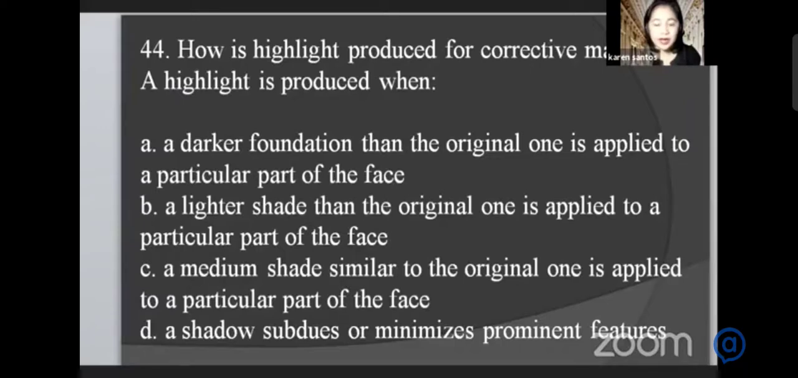Okay, so the correct answer in number 44 is letter B, which is a lighter shade than the original one applied to a particular part of the face. So, especially to the girls, we use a highlighter. So, bakit ba natin ginagamit yung highlighter sa ating mga face when we do our makeup?